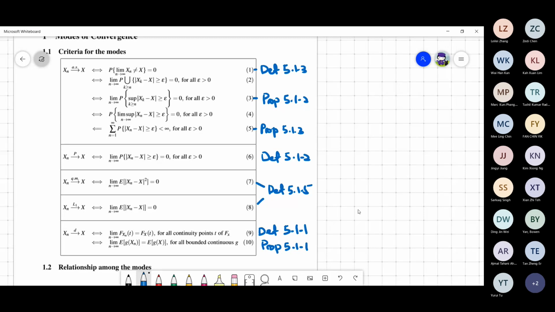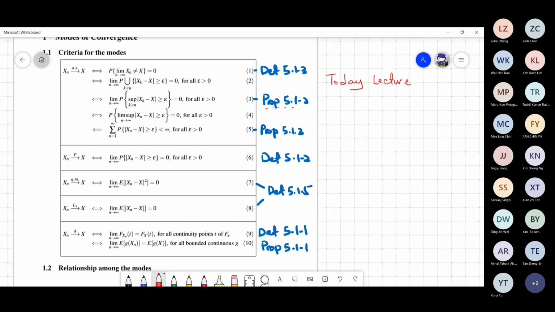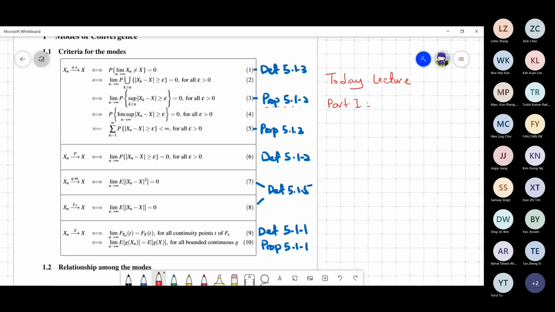For today's lecture, in the first part we will focus on the proof. In section 1, part 1, I will discuss the proof of proposition 5.1.2. That is, I want to explain why condition 1 is equivalent to condition 3. So this is the first part of today's lecture.